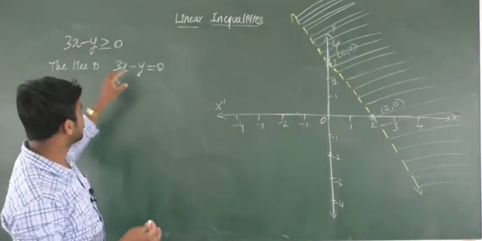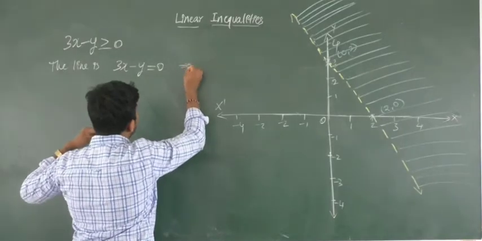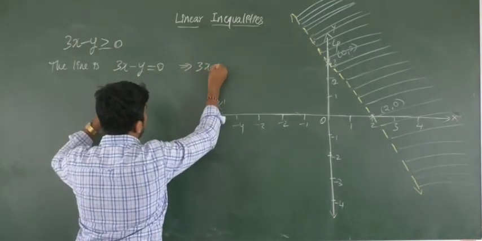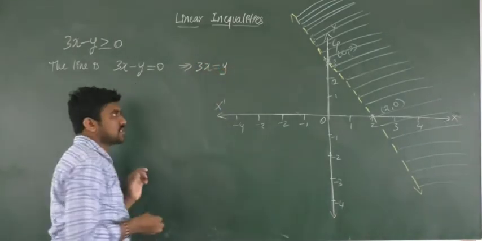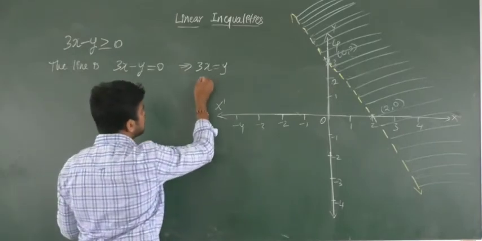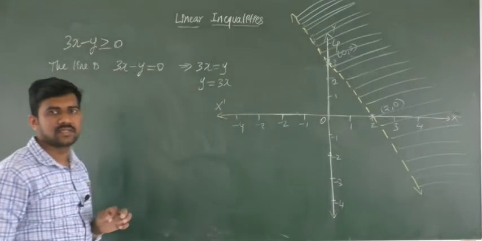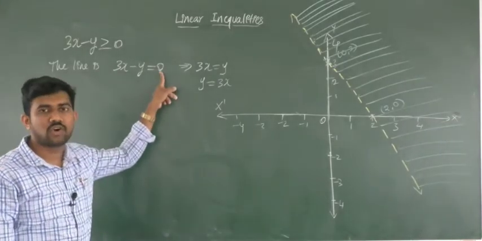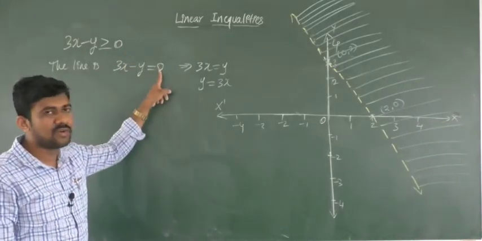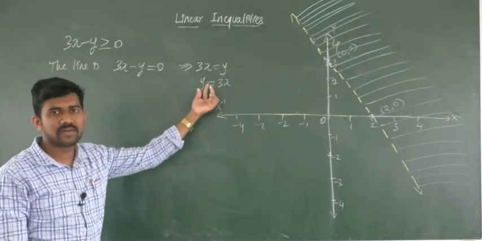Or you can write this one like this also: 3x is equal to y, or y is equal to 3x. In the case when the constant is given as 0, only in this case you write like this.